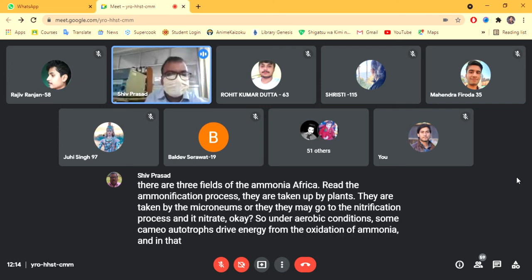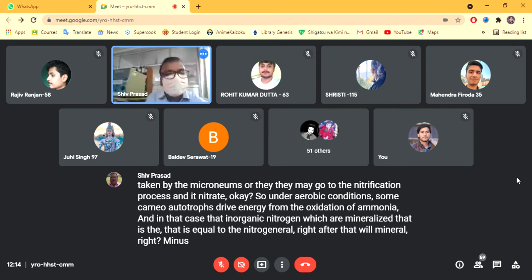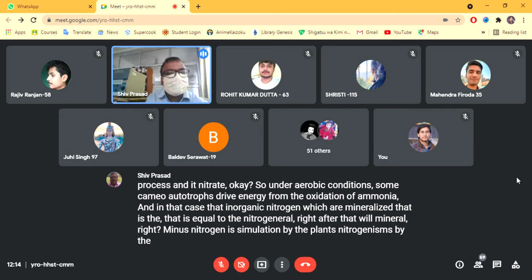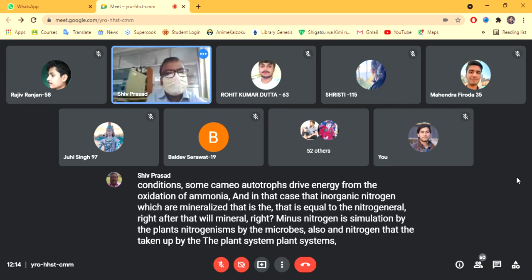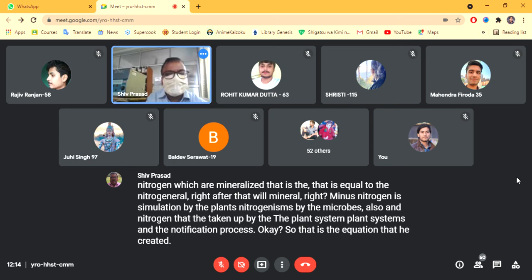The inorganic nitrogen mineralized is equal to the total nitrogen mineralized minus nitrogen assimilation by the plants, nitrogen assimilation by the microbes also, and nitrogen lost through the denitrification process. So that is the equation that is created.